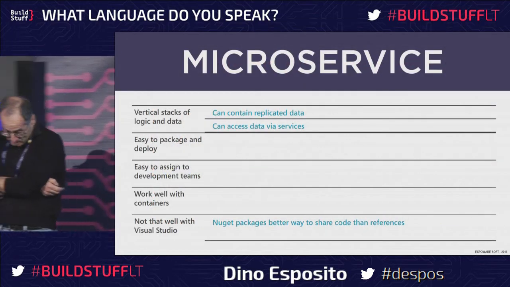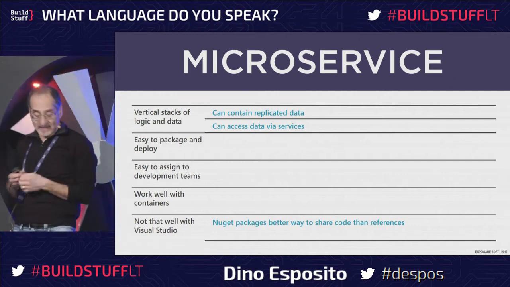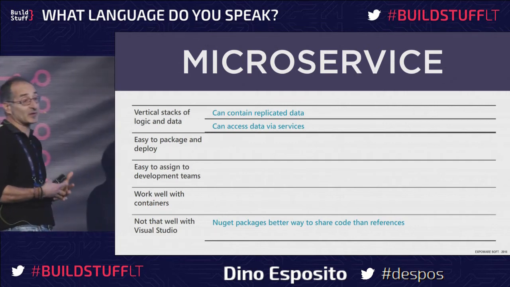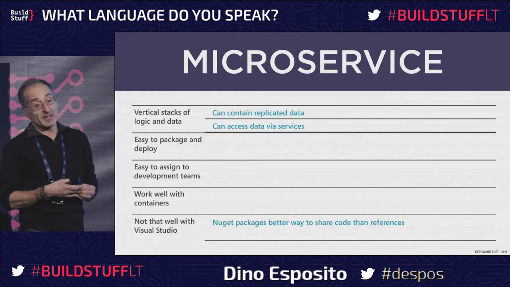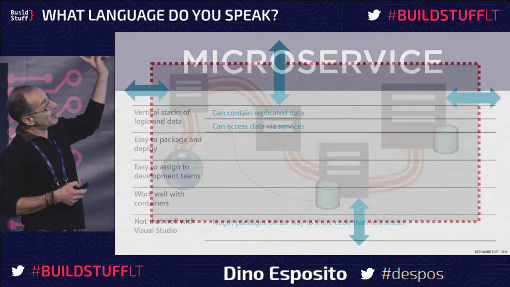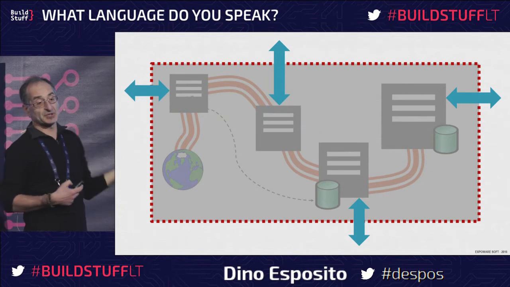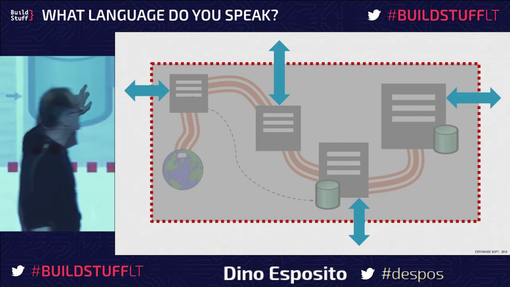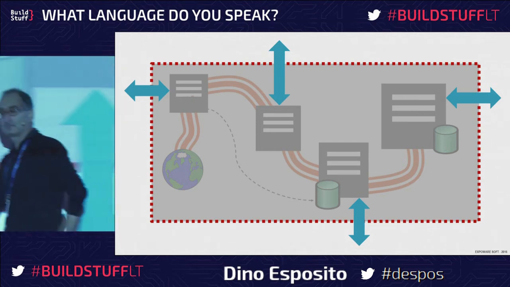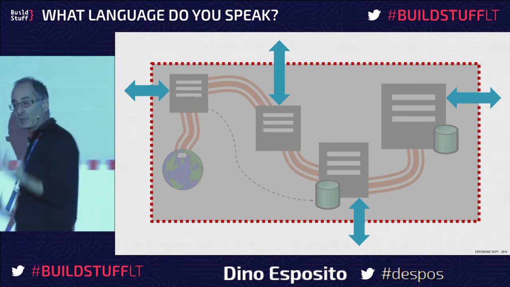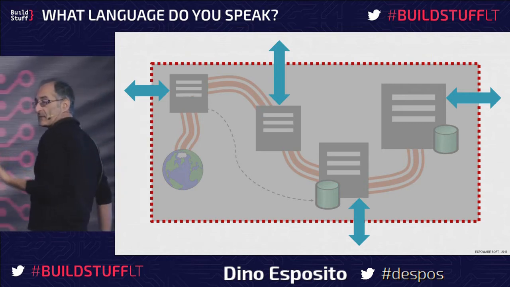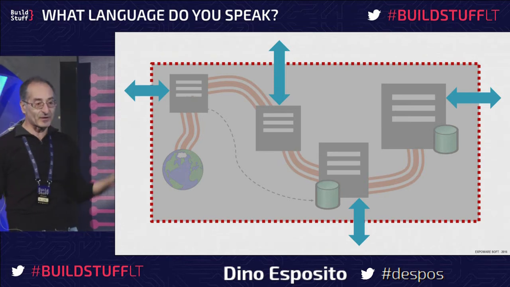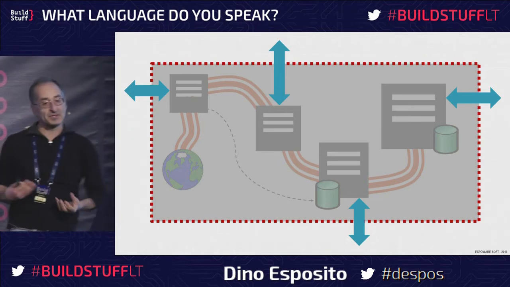Again, microservices, vertical stacks of logic and data. And the data that each microservice contains can be replicated in the entire big picture. So it could be that this cylinder contains, replicated, some of the data that live there and vice versa. Because we are thinking and talking about blocks which are independently deployable. So they live on their own. So they need to have everything that makes them fully functional.